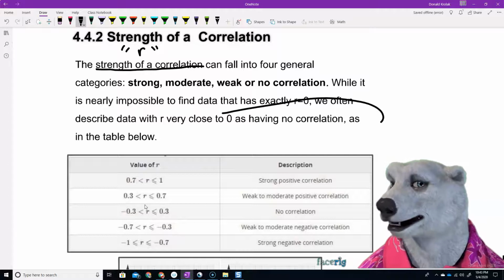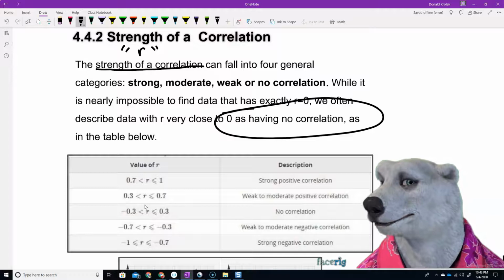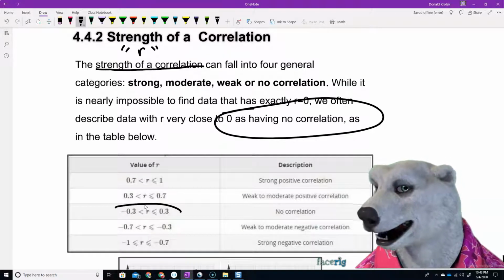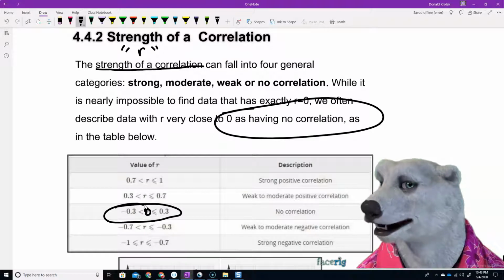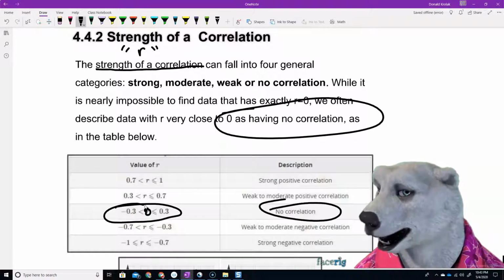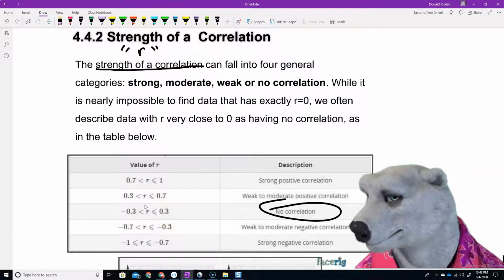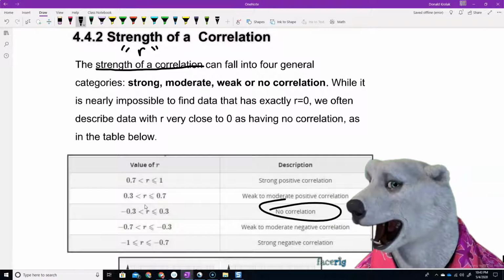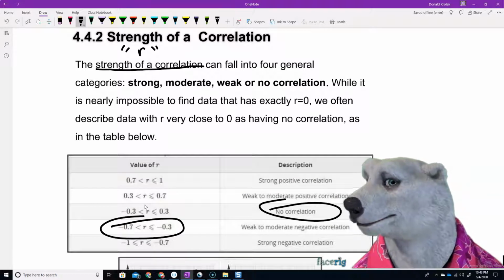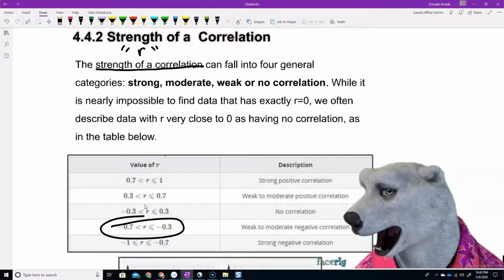0 means it has no correlation. All right, now when we go to negative, so there's our 0 in there, no correlation. All right, now if we start going in the negative direction, we go negative 0.7 and negative 0.3, we get a weak or negative correlation.